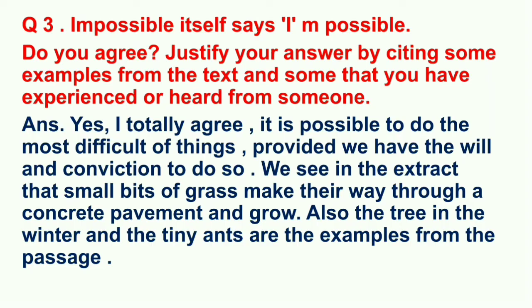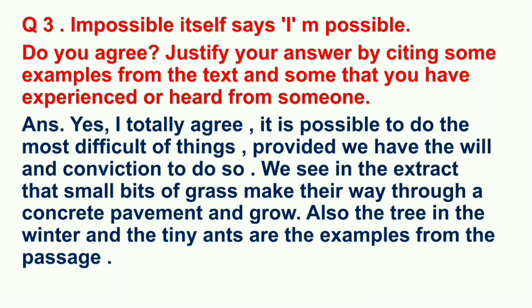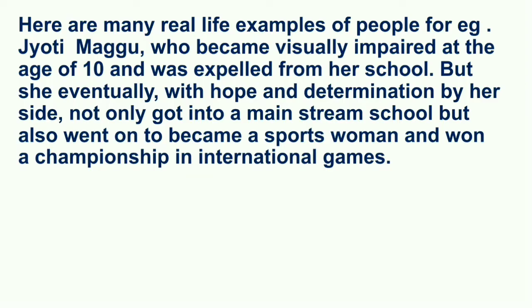Answer: Yes, I totally agree. It is possible to do the most difficult of things, provided we have the will and conviction to do so. We see in the extract that small bits of grass make their way through a concrete pavement and grow. Also, the tree in the winter and the tiny ants are examples from the passage. There are many real life examples of people. For example, Jyoti Amge, who became visually impaired at the age of 10 and was expelled from her school, but she eventually, with hope and determination by her side, not only got into a mainstream school but also went on to become a sportswoman and won a championship in international games.